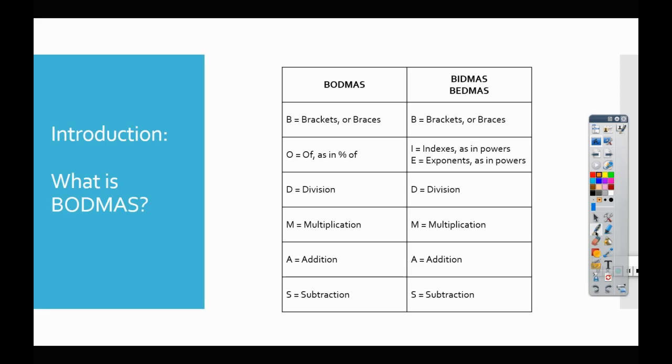for subtraction. In the case of BODMAS and BODMAS, the only difference is the I in BODMAS and the E in BODMAS. The I stands for indexes, and the E represents exponents, and both of them represent what we call powers. You will learn more about powers when you do the topic of indices.